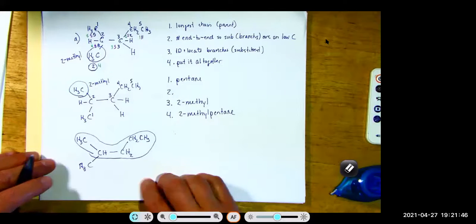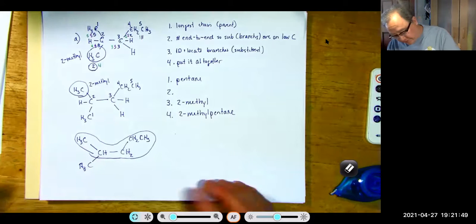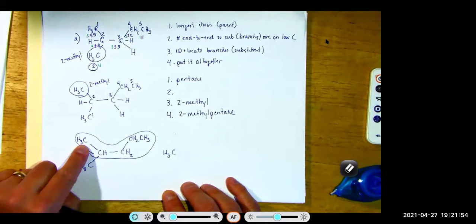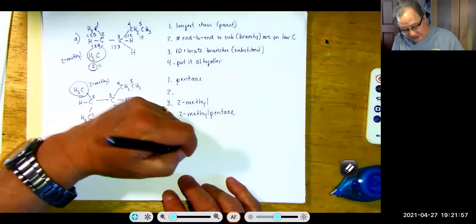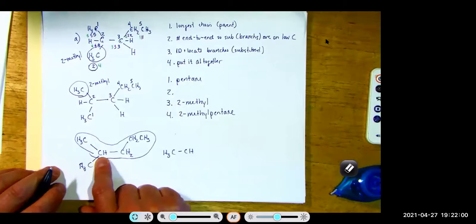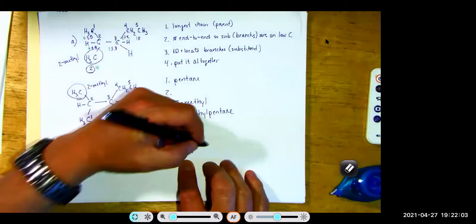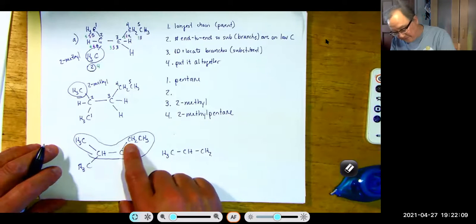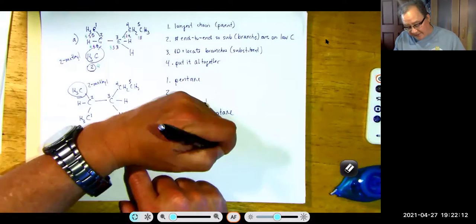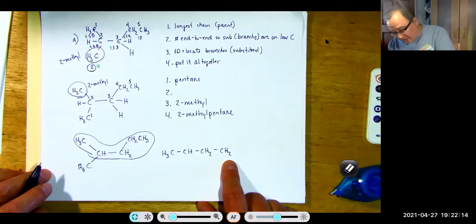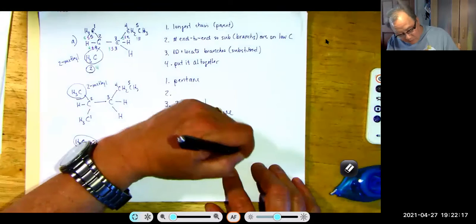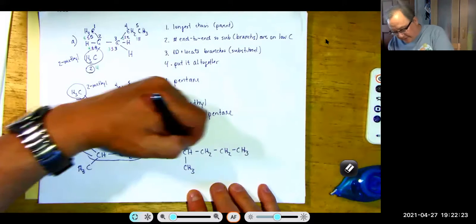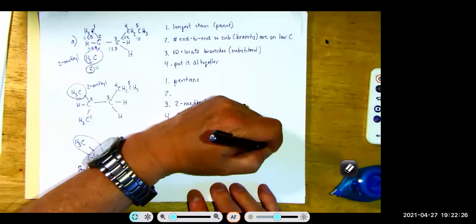Right, okay. I can redraw this as follows. There's my CH3, right? There's my CH, right? There's my CH2, right? And you see that? There's my CH2, right? And there's my CH3. And then right here, here's my CH3. Can you see that that's the parent? Yeah, the 5-carbon chain.